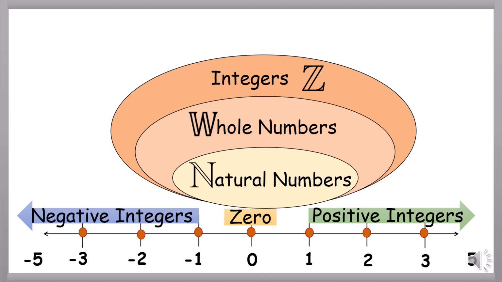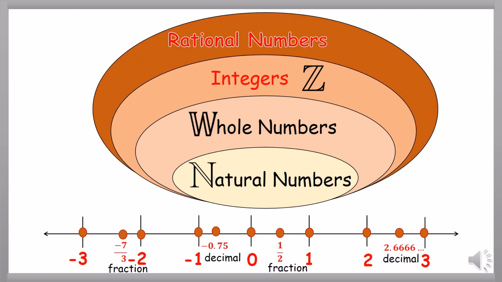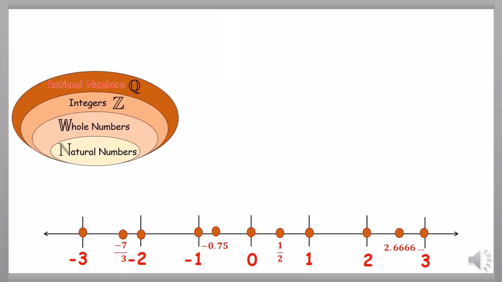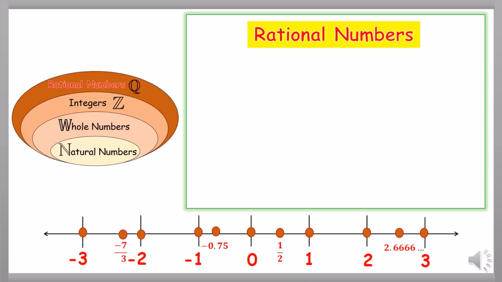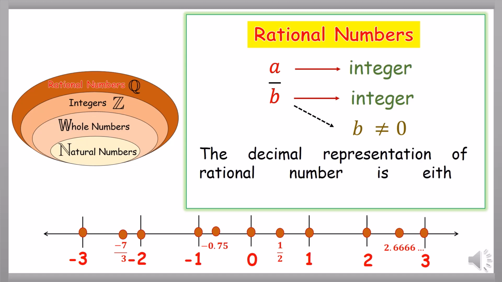and so on. Now, integers together with decimals and fractions form a set of rational numbers, which is denoted by this symbol. So rational numbers are numbers that can be expressed as a fraction or ratio a over b, where the numerator and the denominator are both integers and b is not equal to 0. Also, the decimal representation of a rational number is either terminating or repeating.